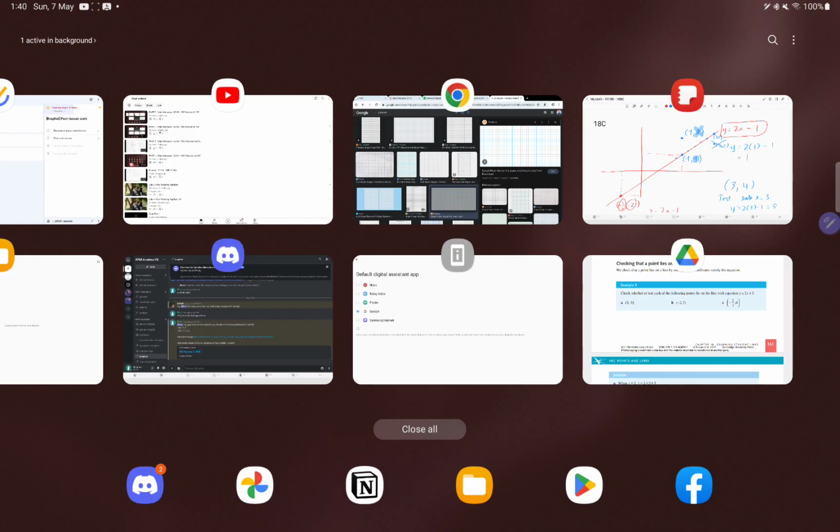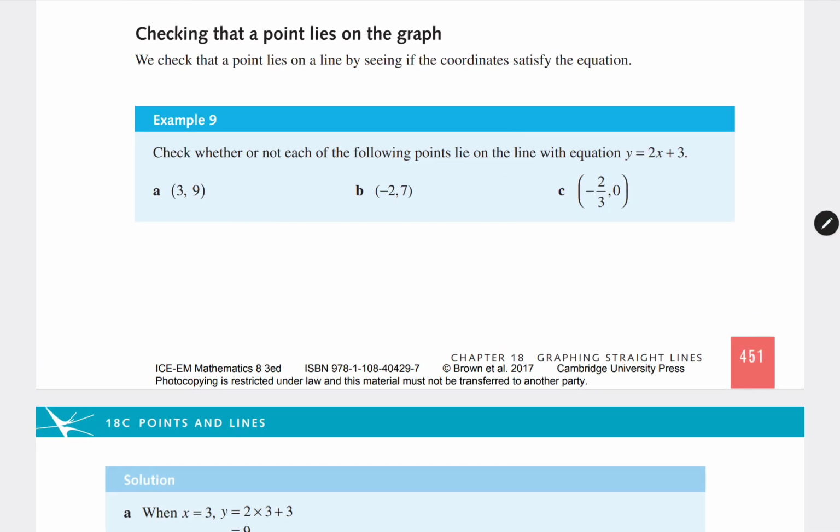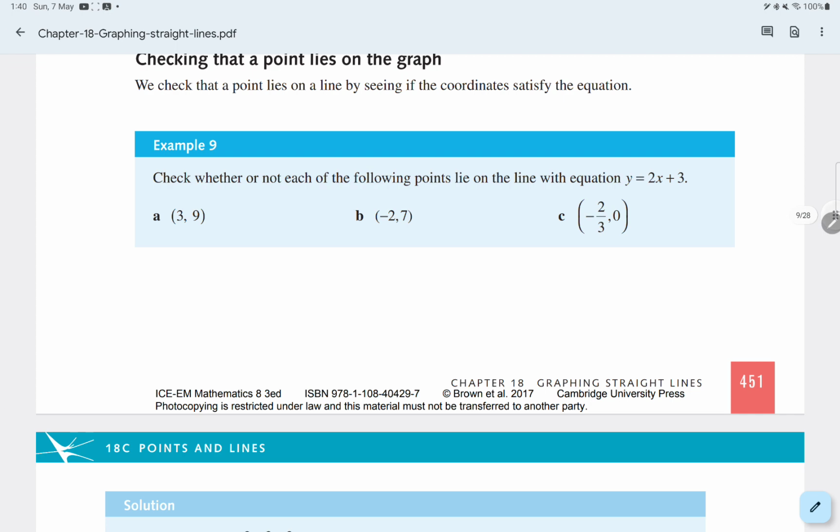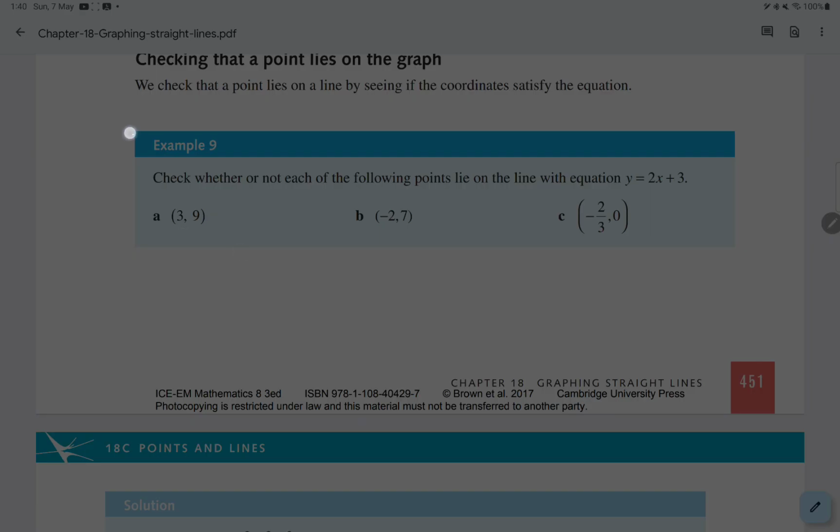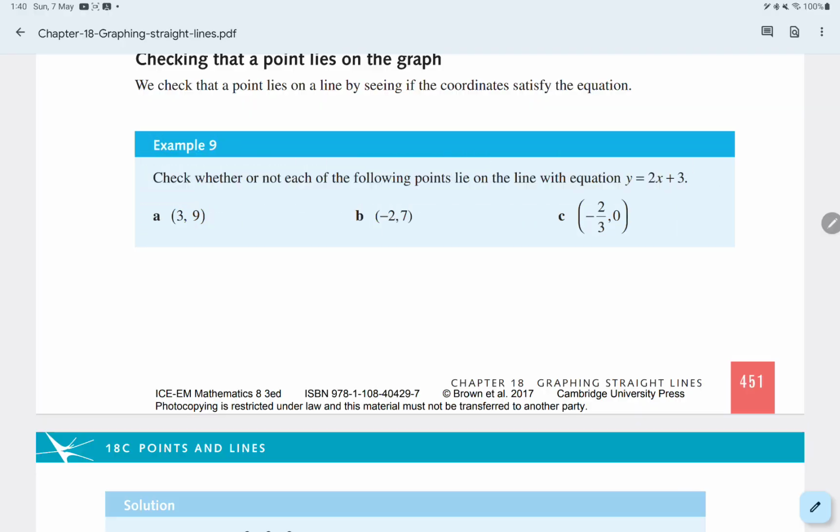So coming back to this question here, this is how you work these ones out. So give me an explanation. How would we find out whether these points are on that line?